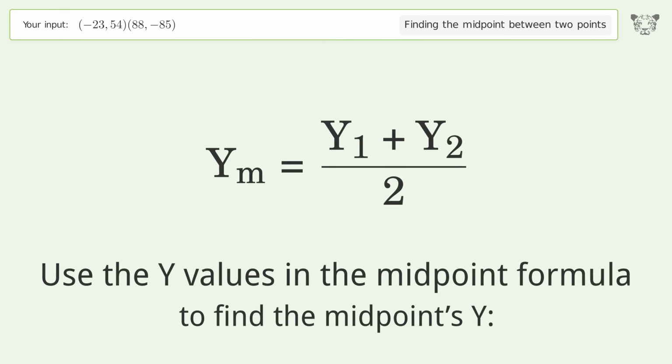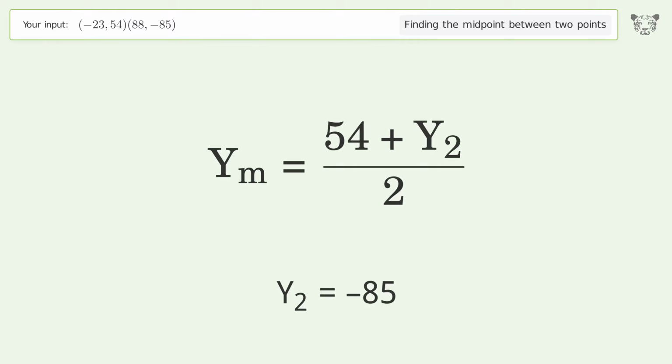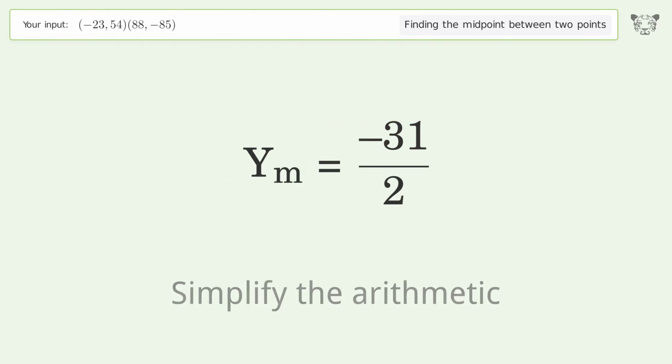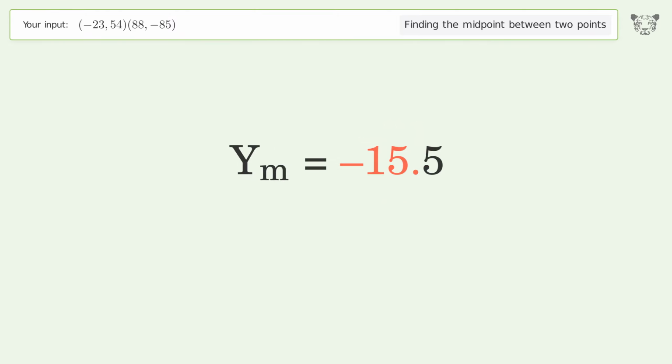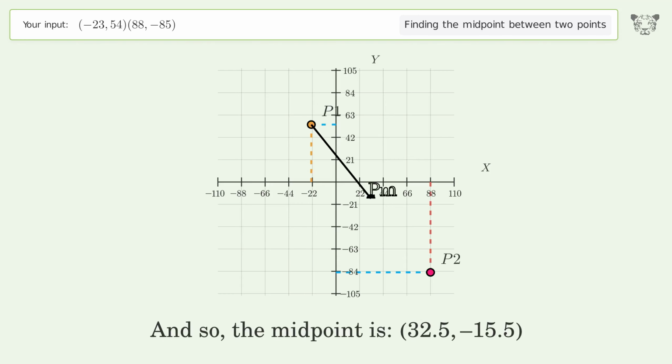Use the y values in the midpoint formula to find the midpoint's y. y1 equals 54. y2 equals negative 85. Simplify the arithmetic. And so, the midpoint is 32.5, negative 15.5.